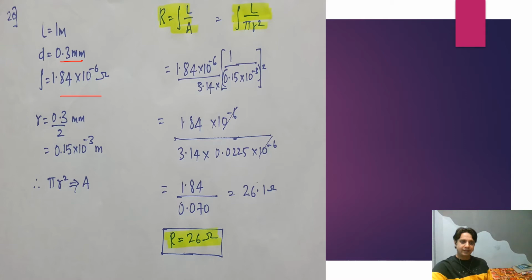So we use the formula for resistance, which is R is equal to rho L by A, where rho is resistivity, and area can be used as pi r square since it is a conductor, and area of cross section is pi r square. We arrive at R is equal to 26 ohm.